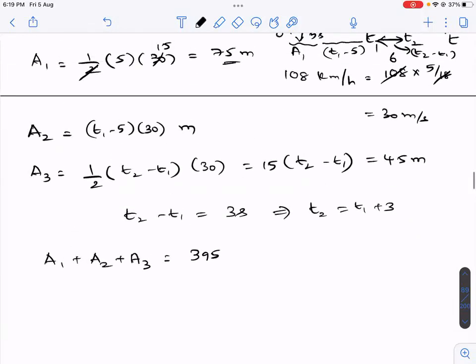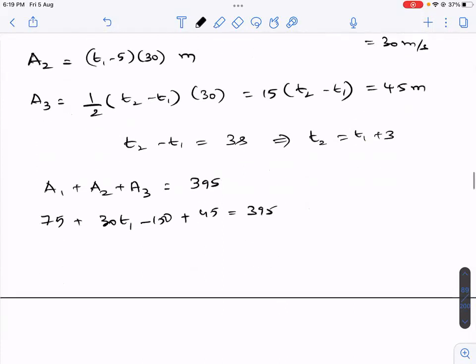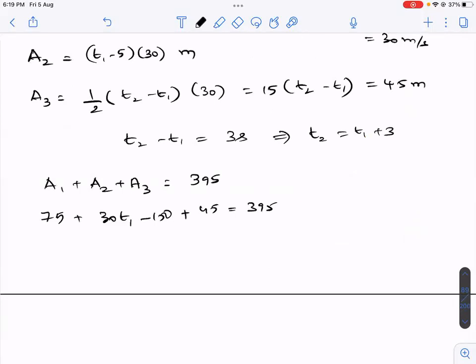So A1 plus A2 plus A3 is 395. But what is A1? It is 75. Plus what is A2? 30 T1 minus 150. Plus what is A3? A3 is 45. That is already given to us, 395. So 1 minute time, find out the value of T1 and tell me.